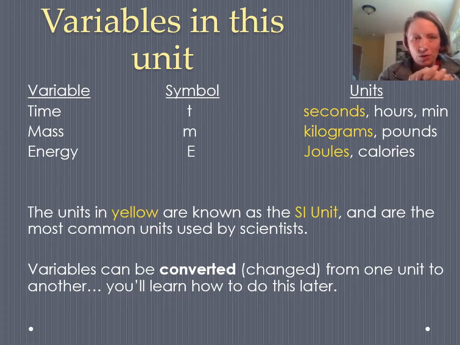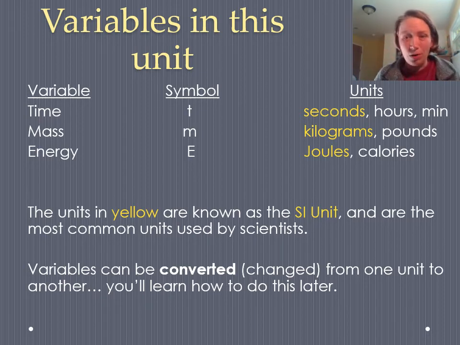About 25 years ago, NASA crashed a $125 million Mars rover into the surface of Mars because someone used pounds in America, and some British contractors, of course, used kilograms. So it's one of those things that's really important. It'd be nice if we were all on the same page, but scientists try to use the yellow unit, so we'll be using those mostly in this class.